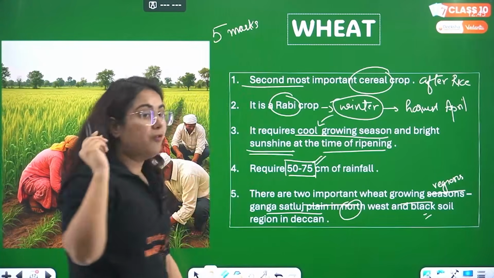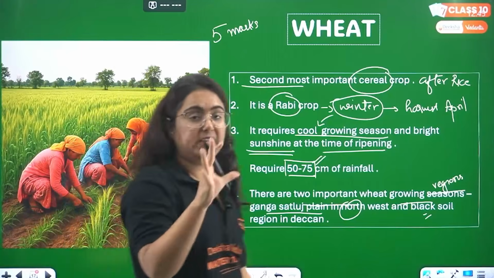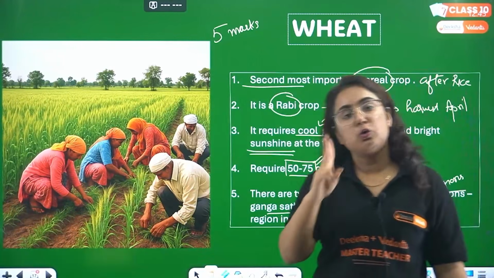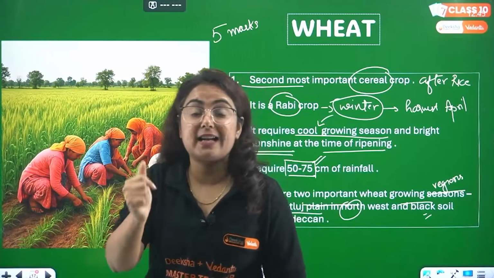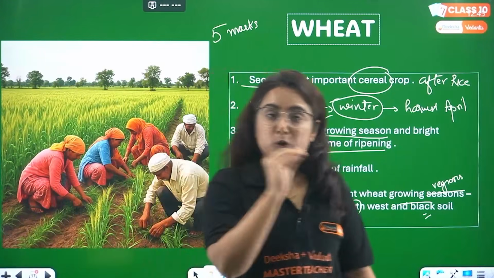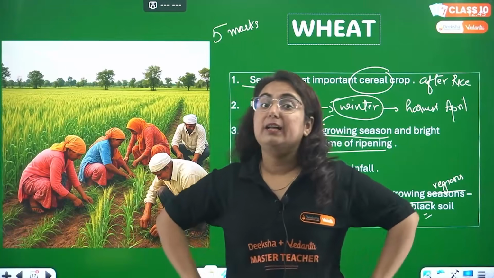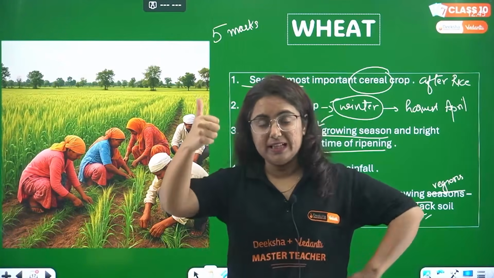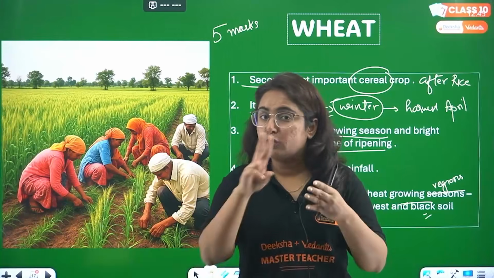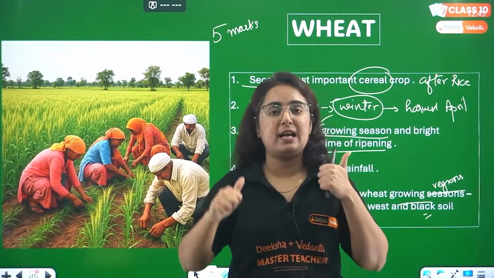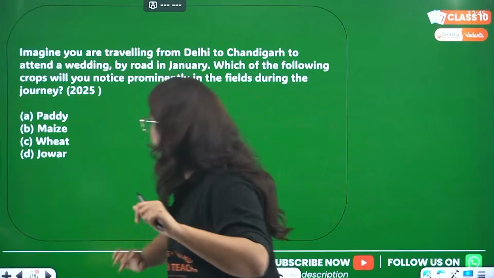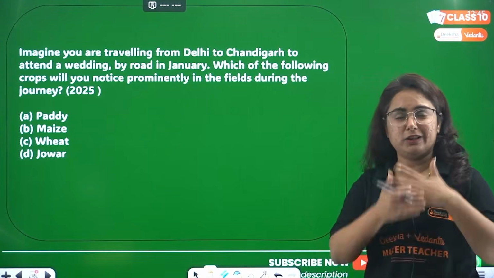One question that majorly comes is: write in detail about the two major crops of India. Write it in your book. What are they? Wheat and rice. So the two major crops of India are wheat and rice. Done? Understood? Very good.